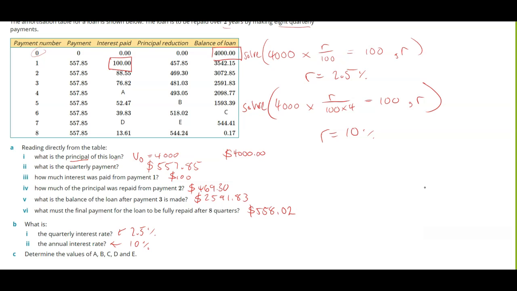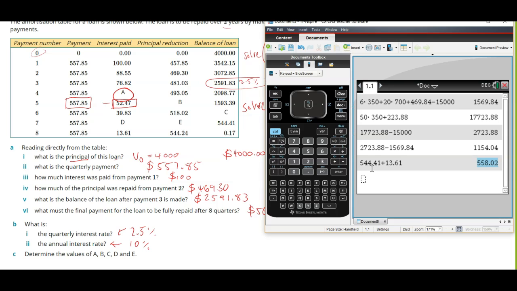And now they want you to determine A, B, C, D, and E, sorry. So this is where you have to use those figures that you've just gained. So for working out A, for example, you're going to use the quarterly rate of 2.5% on that balance there. To work out B, you're going to work out the difference of the payment and the interest. So it's that one minus that one, and that gives you the principal reduction. So let's do those really quickly.